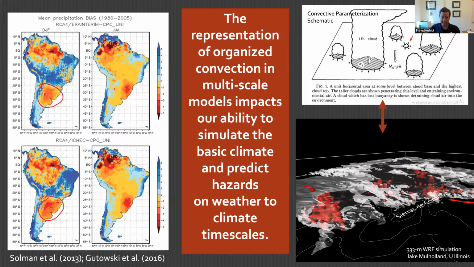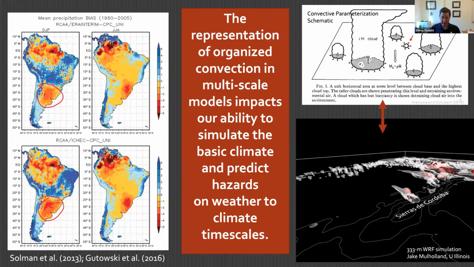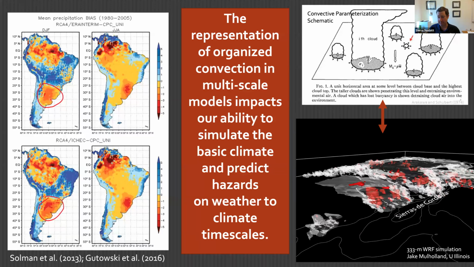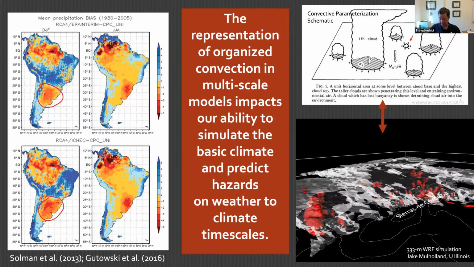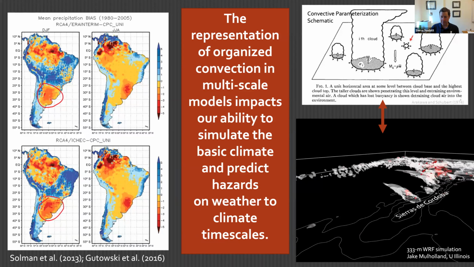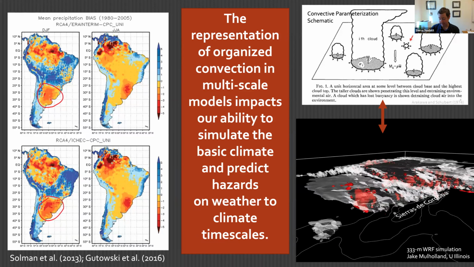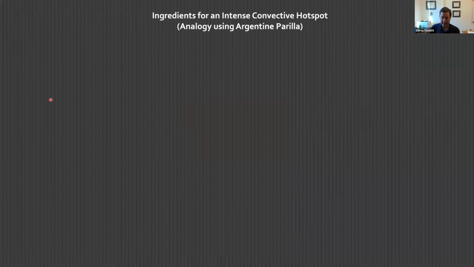So we found this region in many studies, as you can see here on the left, to have very significant low biases in terms of producing precipitation from global models and even regional models, which led us to a lot of questions about how convection behaves in this particular region.